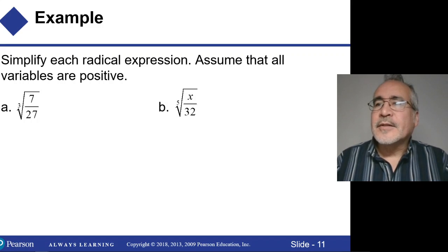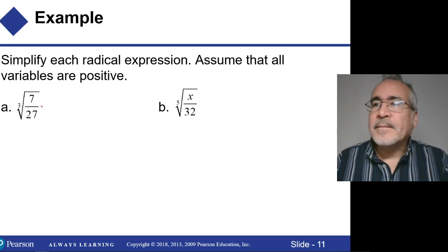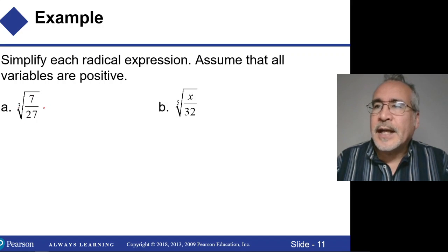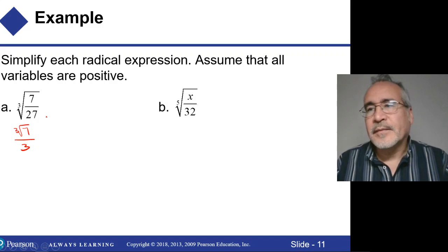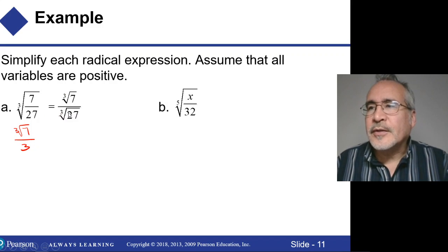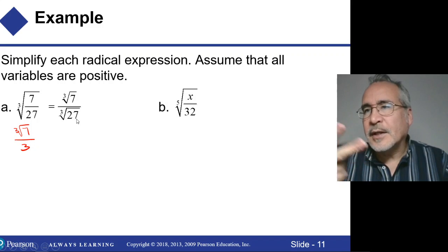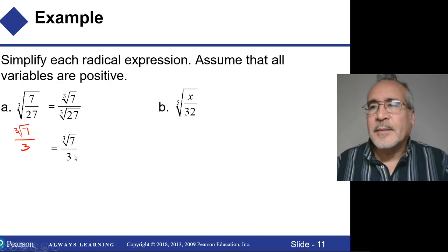Okay, so 7 over 27, simplify the radical expression. Well, a cube root of 7 we can't really do, so what you're going to see is we'll get a cube root of 7 in the top. Cube root of 27 is 3. Okay, and again, they walk us through and say, okay, let's split the houses. Cube root of 27, that's 3, 3, 3. So we get the 3 coming out.